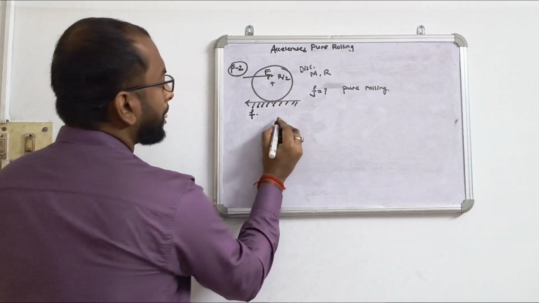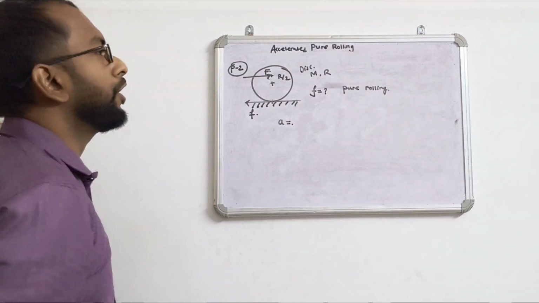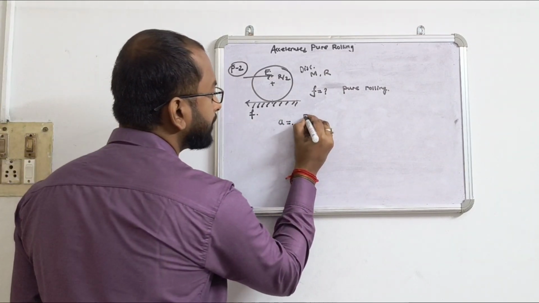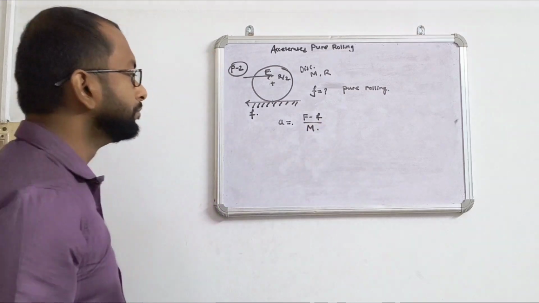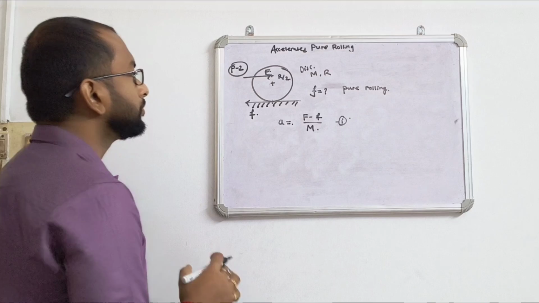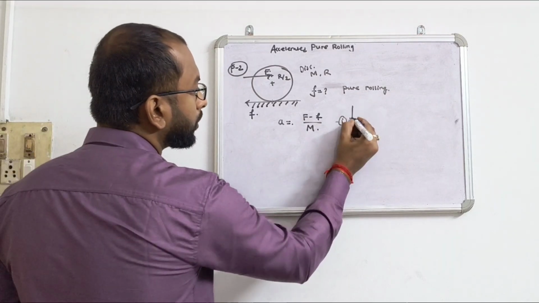So what is the acceleration of this particular body? F is acting in the forward direction, friction f is acting in the backward direction, so the net force in the forward direction is F minus f, and F minus f by m is the acceleration. That is our first equation right now. This is the acceleration part done.